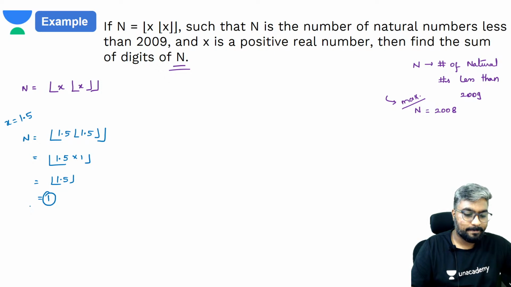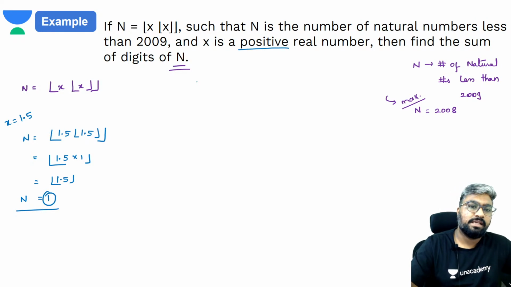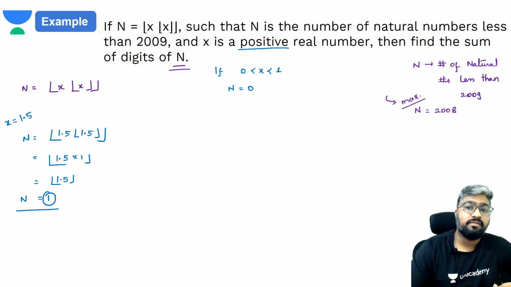Understood? So what will be the value of n here? 1. So x, because x is a positive real number, if x is greater than 0 and less than 1, what will be the value of n? 0. Yes, but because n is the number of natural numbers, 0 will not be counted.